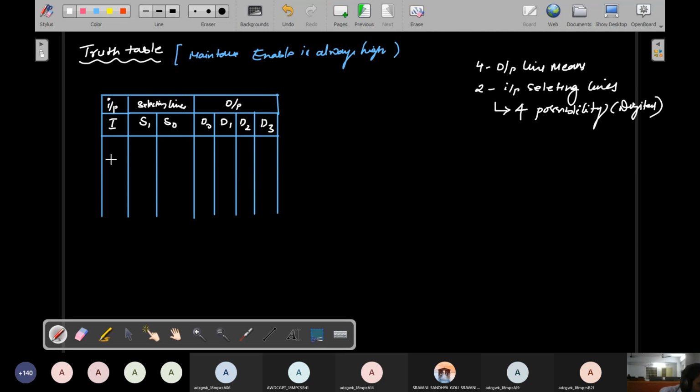Keep the enable at high condition. Then I is always at high condition. This is the input signal, and this input signal is common for every output. Therefore I can't represent the input signal; I'll consider selecting lines only. So the possibilities are 00, 01, 10, 11. These are the actual possibilities.